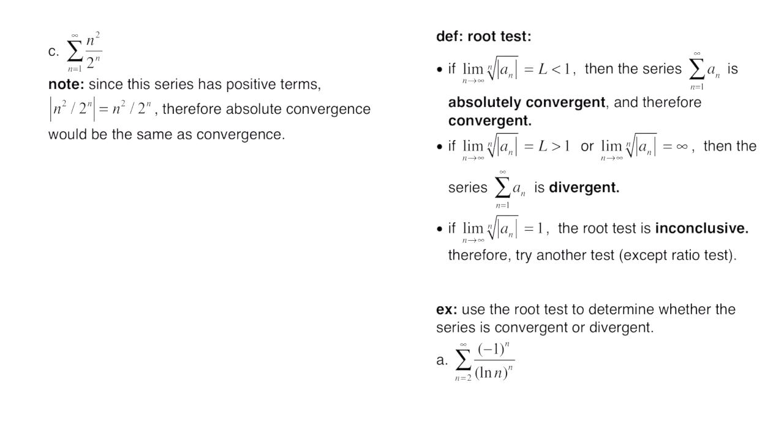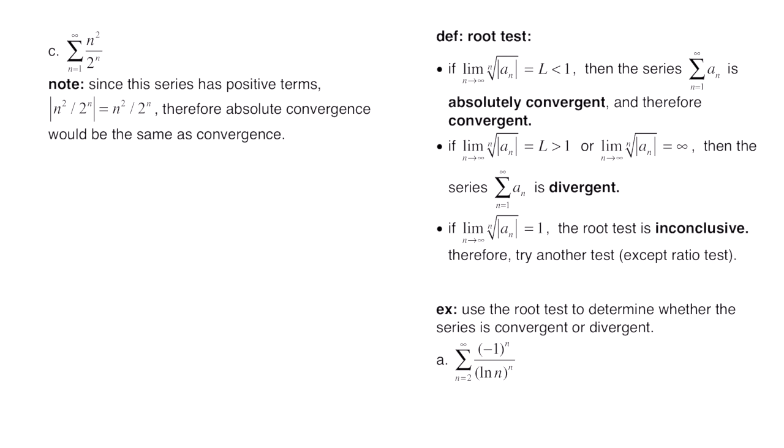For part C, we have the series sigma n squared over 2 to the n. And I have a note: since the series has positive terms, when you take the absolute value of positive terms, you just get out the same terms. So therefore, absolute convergence would be the same as convergence.